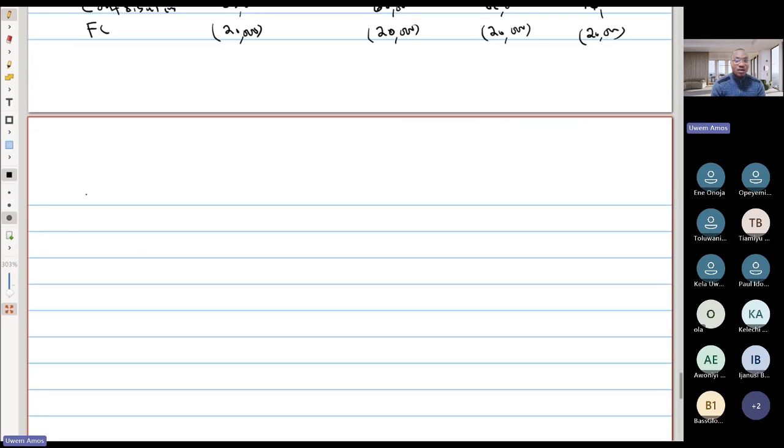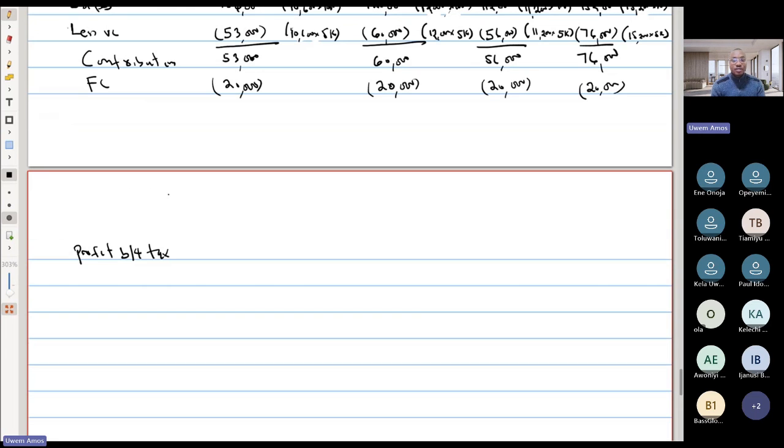Okay, so that gives us our profit before tax, which would be this minus this, gives us 33,000. This minus this gives us 40,000. Let's be mindful of time. This minus this gives us 36,000. This minus this gives us 56,000. Okay, if we have taxation, we will bring it here, but our question does not have tax.